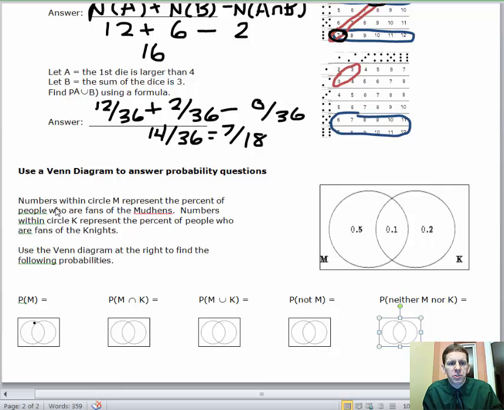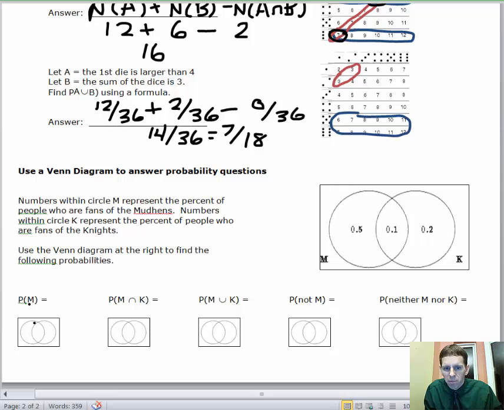The last thing we're going to do is use a Venn diagram to answer probability questions. Here's a situation where numbers inside circle M are going to represent percent of people who are fans of the Mud Hens. Numbers within circle K are percent of people who are fans of the Knights. If you're inside this middle region, you like both teams. If you're not inside either circle, you don't like either team. We're going to use the Venn diagram at the right to find the following probabilities.